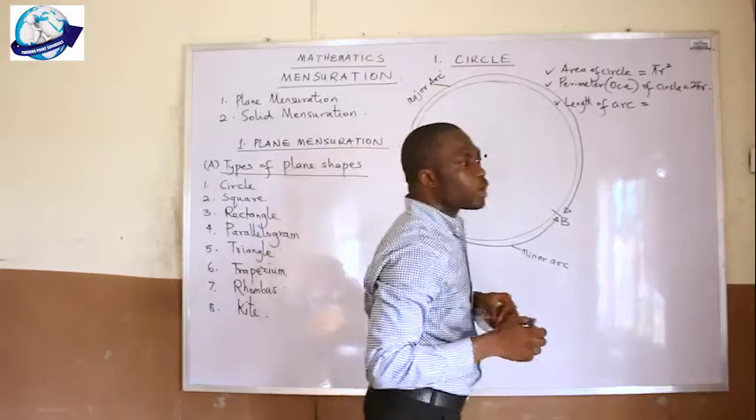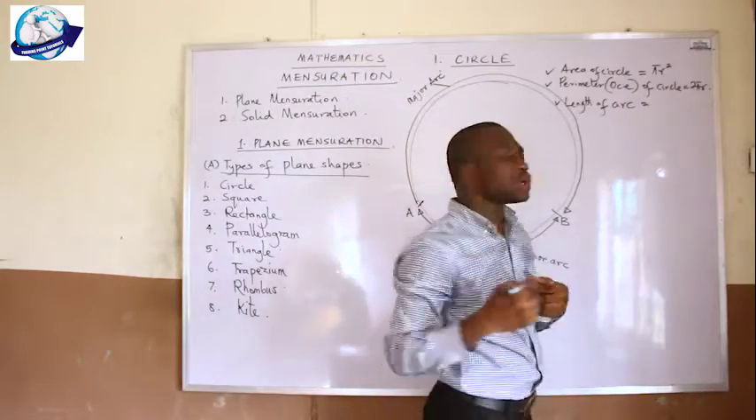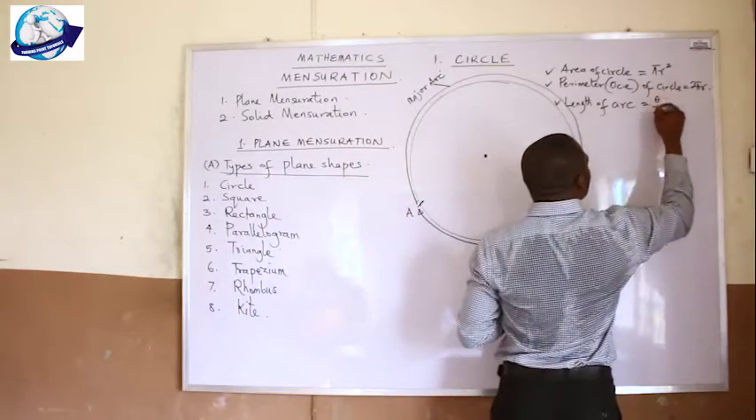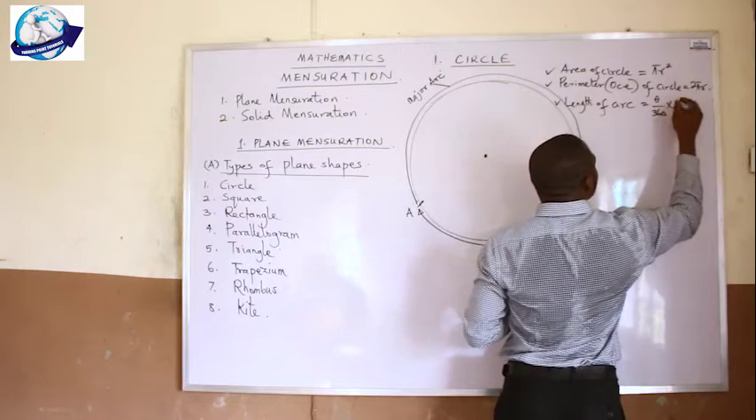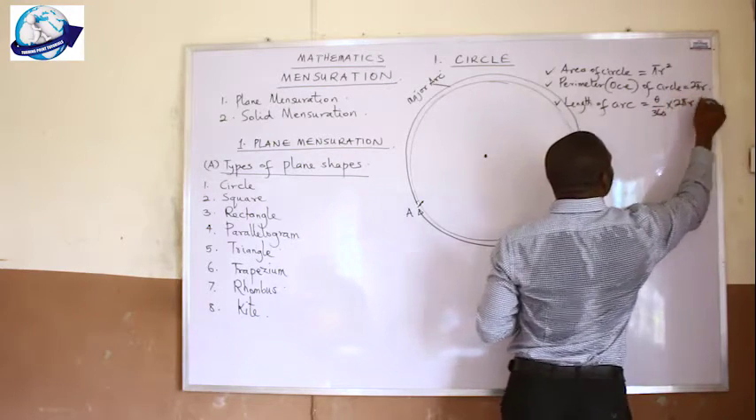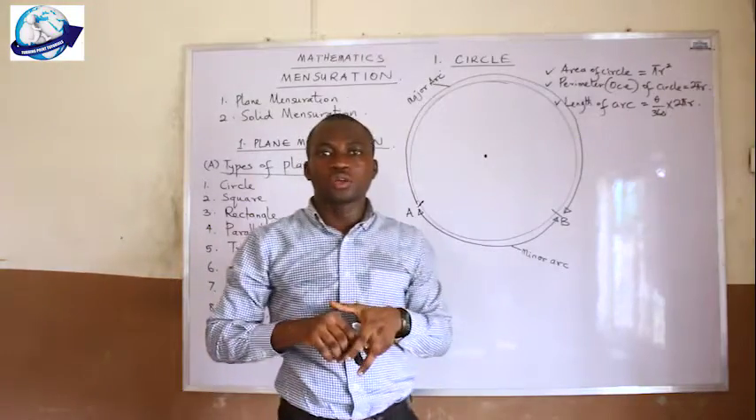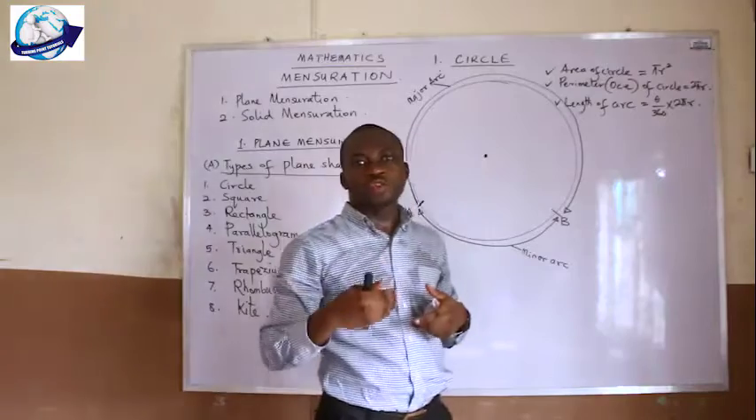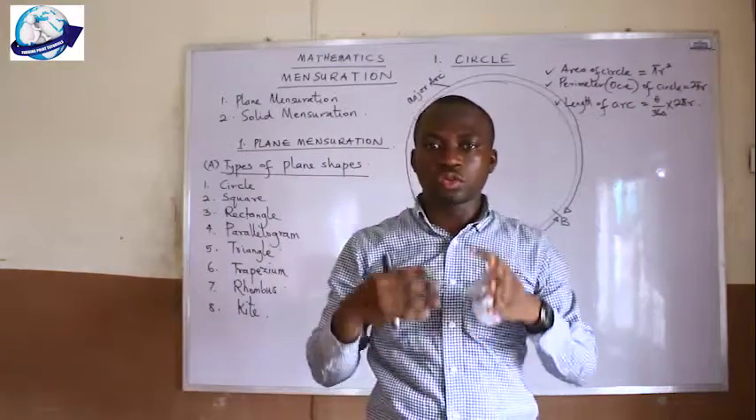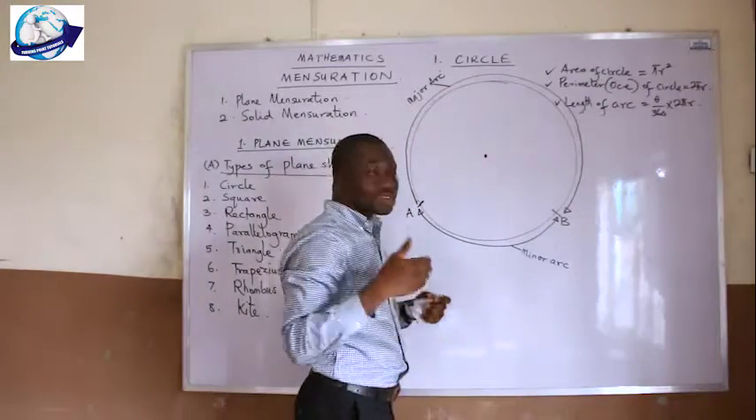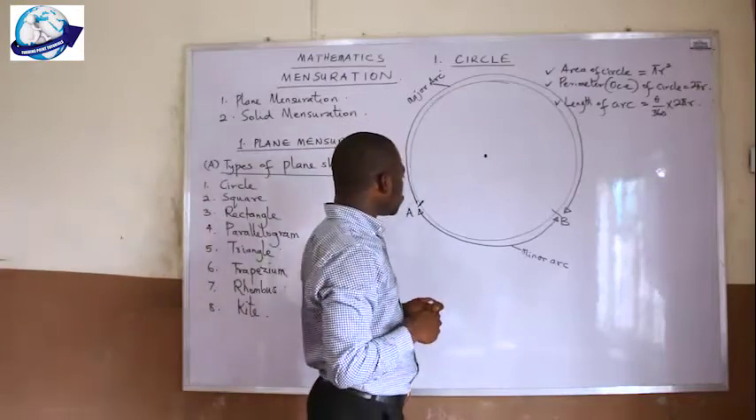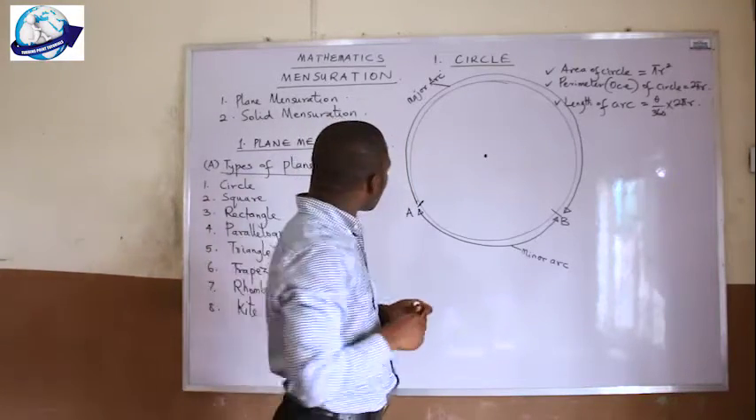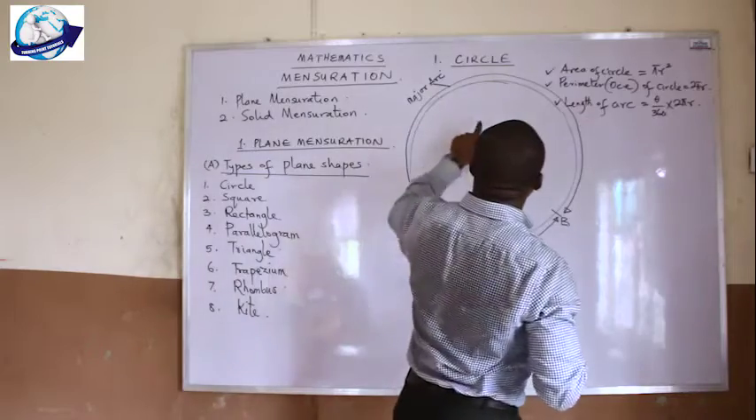So what is the length of arc formula? The length of arc formula is theta over 360 degrees times 2 pi r. This is the length of arc formula. So anytime you want to calculate length of arc, this formula you're going to apply. Mind you, I told you that we're not going into calculations today. Let's just see if we can get formulas down. In the next class, we're going to dig deep into this and see how to apply these formulas. So that's length of arc.